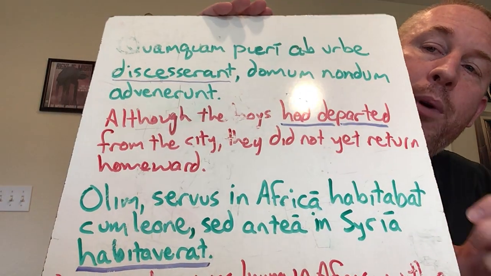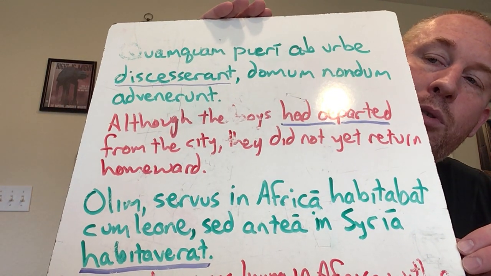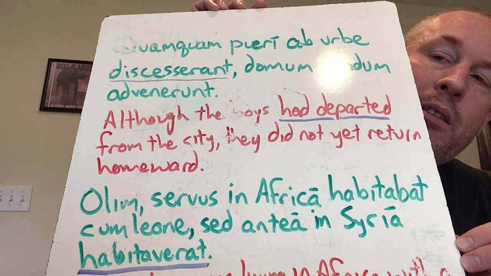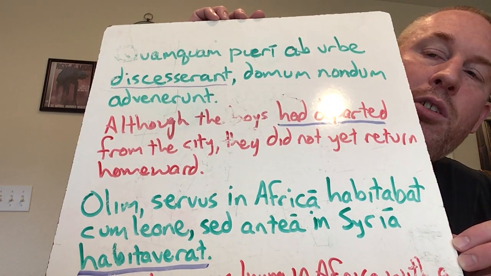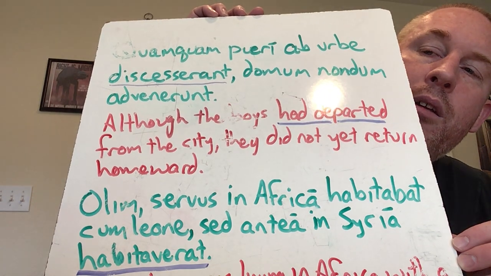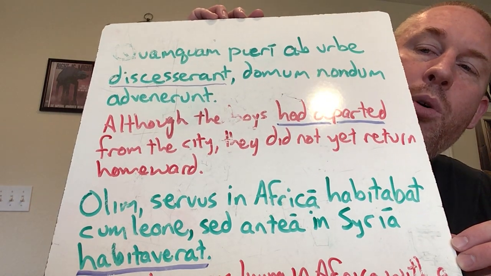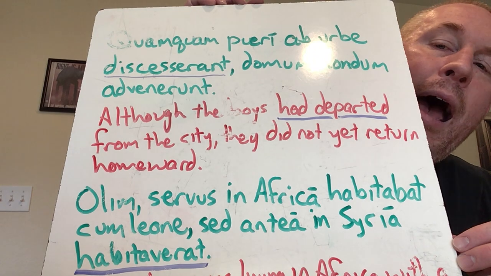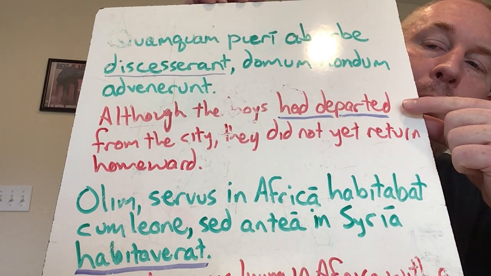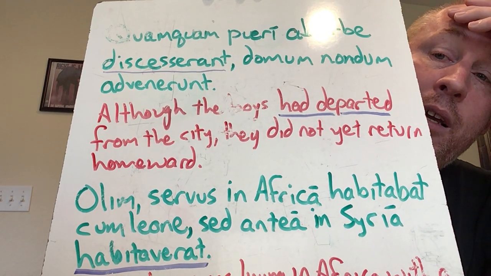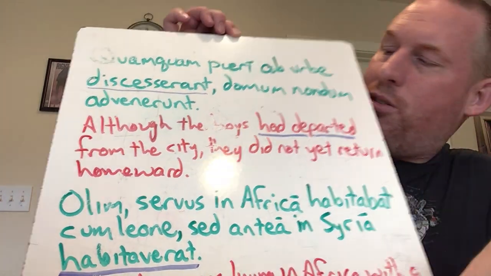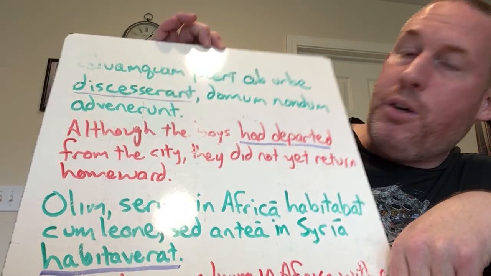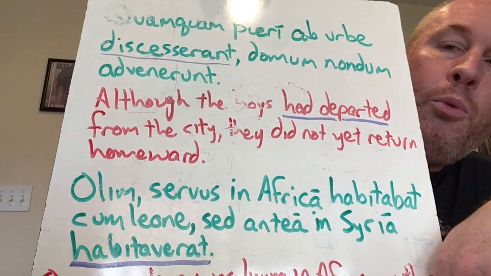So, quamquam pueri ab urbe discesserant, domum nondum advenerunt, right? So although the boys had departed, notice had departed, from the city, they did not yet, does that say reach or arrive to? They did not yet return, sorry, homeward.